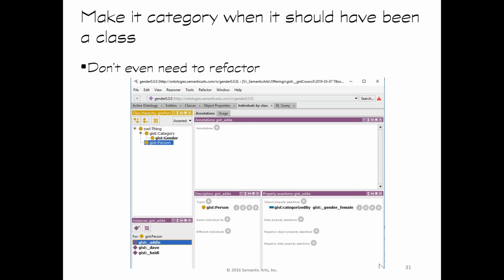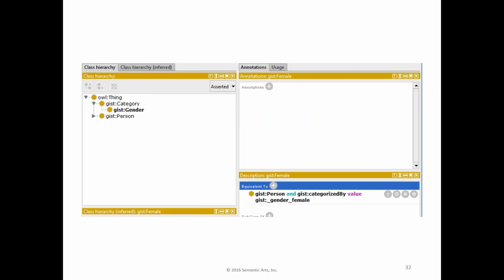You wake up tomorrow morning and you say, oh yeah, I should have had a class there. You just add the class. You can't quite read it in the middle there, but GIST female is a class. I forgot to highlight it on the left there, and it has now a formal definition. The class of females is equivalent to person, categorized by the has value gender female. So no matter how much data you already had, all the data about me and Addie and Heidi and whatnot, none of it has to be converted or changed.